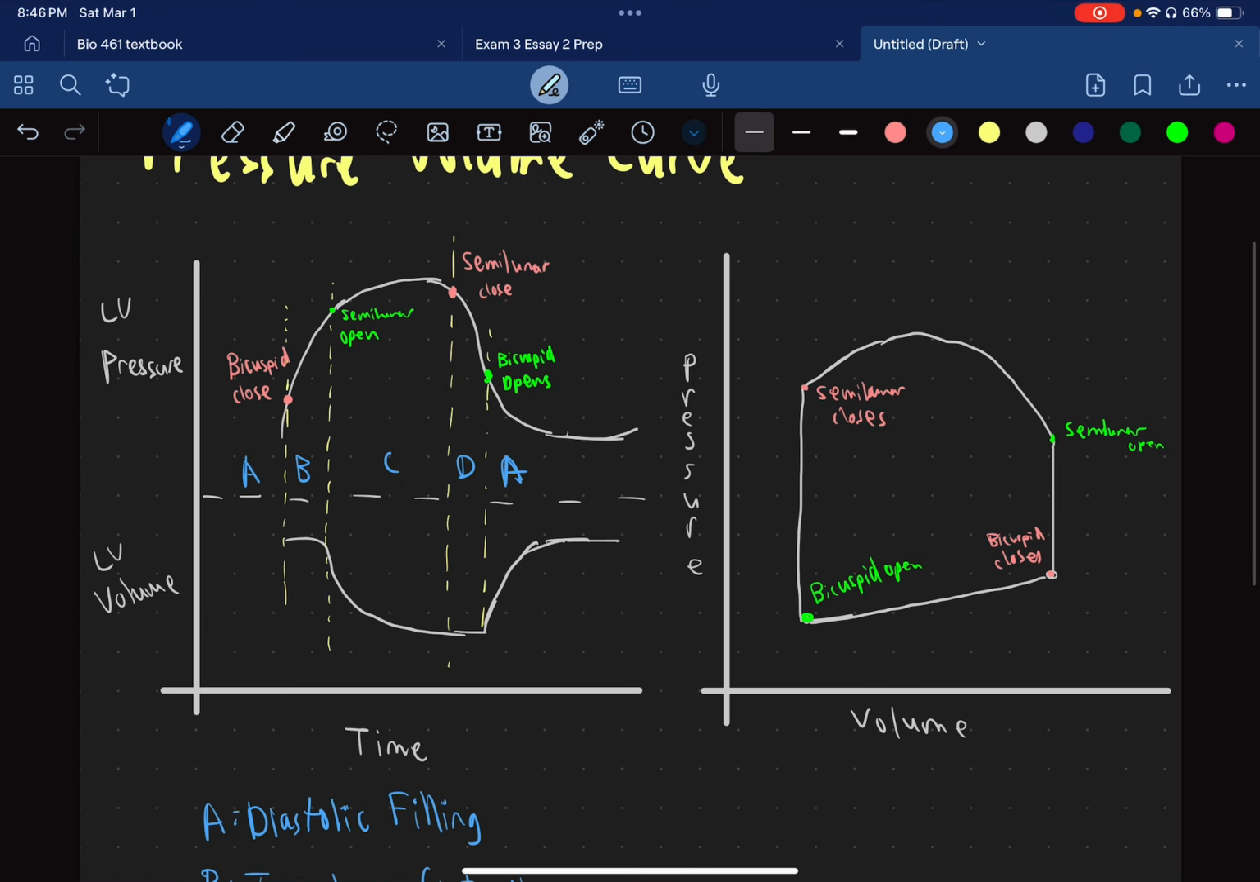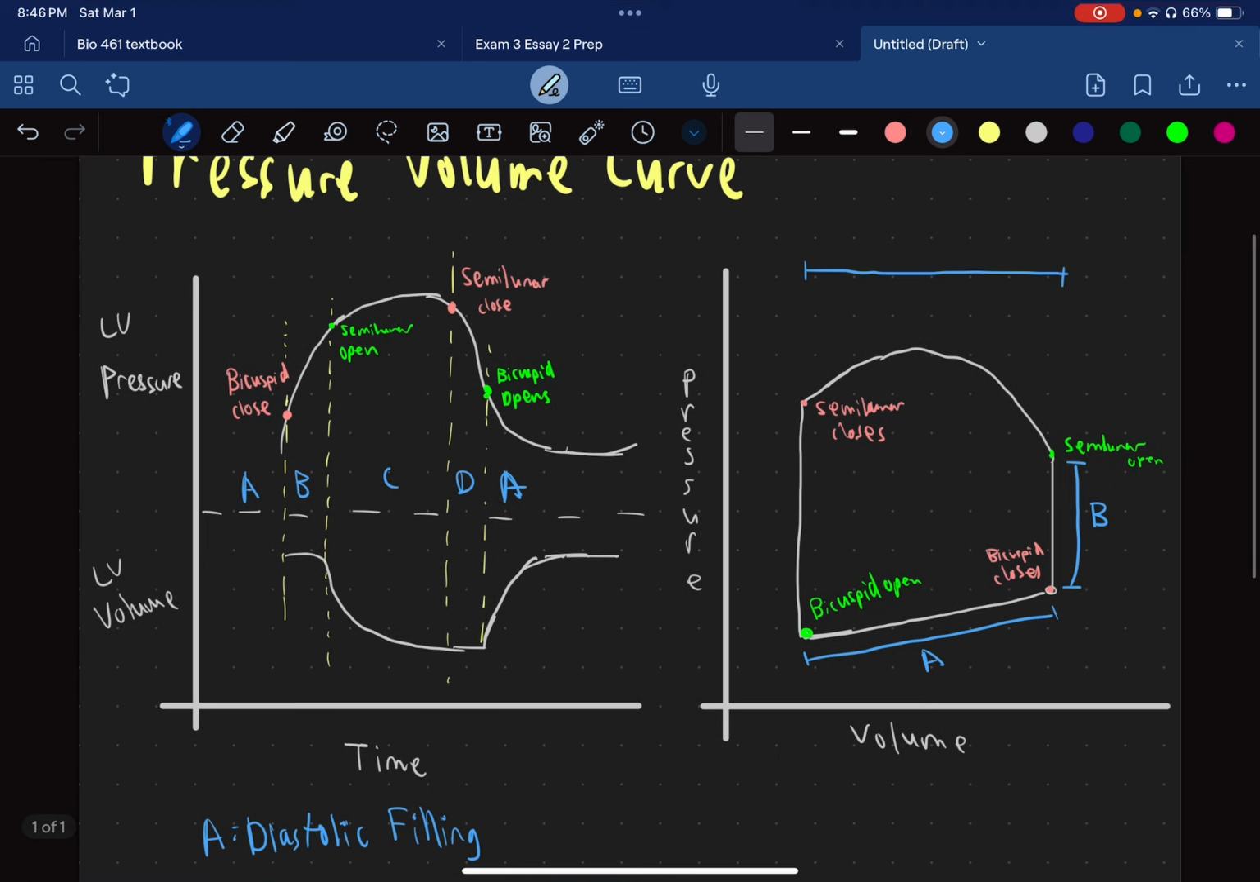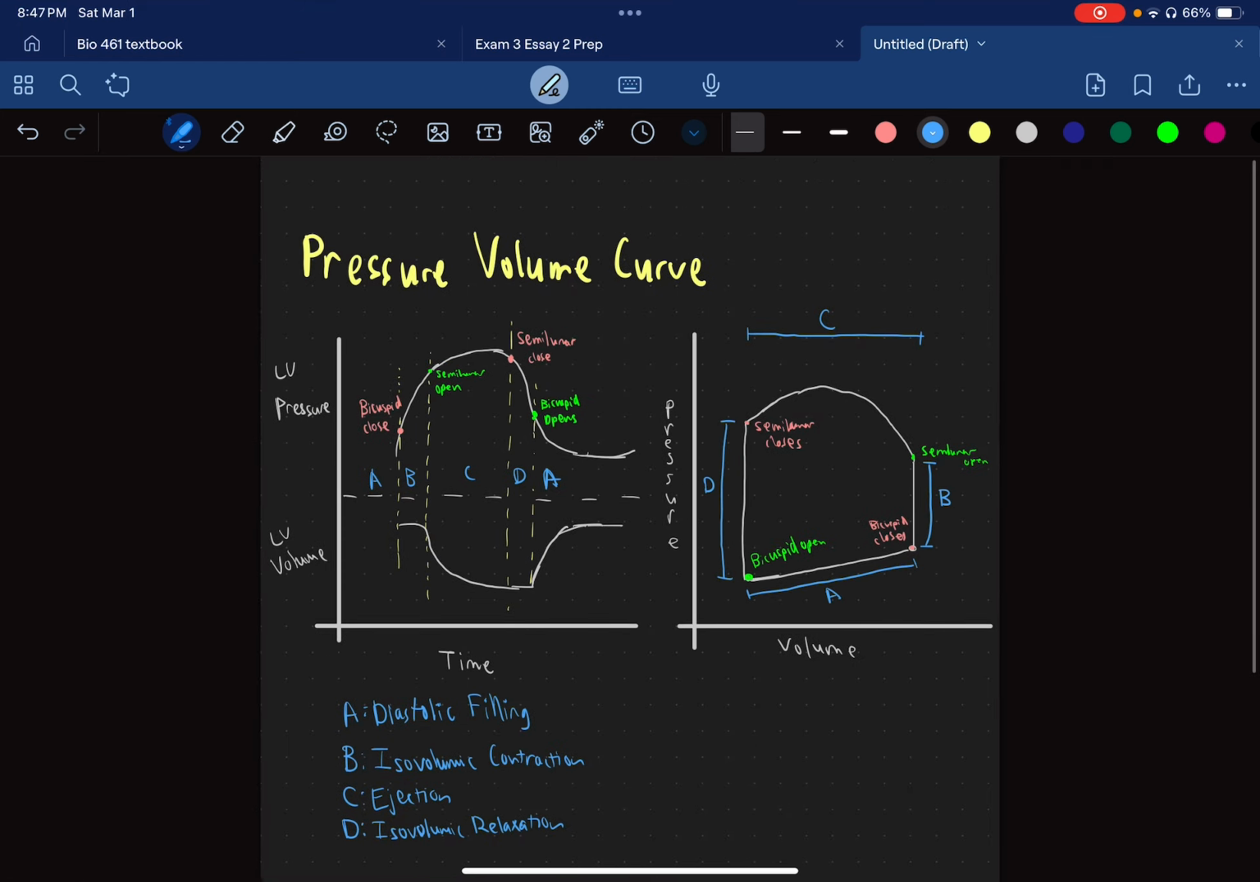And what's happening, we can match up these A, B, C, and D. So right here is going to be our diastolic filling. So that would be A. Up here is going to be our isovolumic contraction. So that'll be B. On the top here, this is all going to be our ejection. So that'll be C. And then from here to here, that's going to be D. That's going to be our isovolumic relaxation.